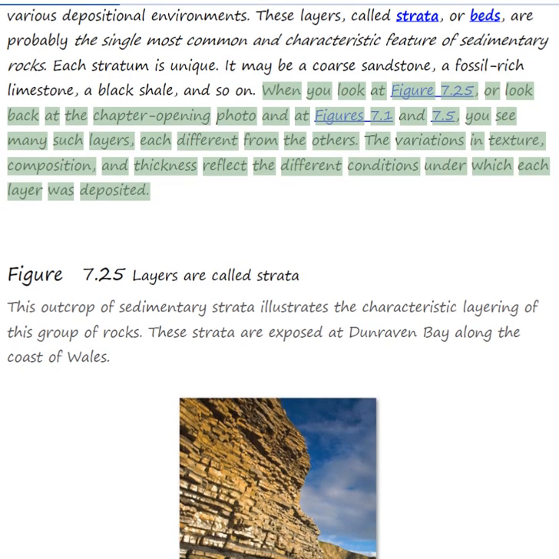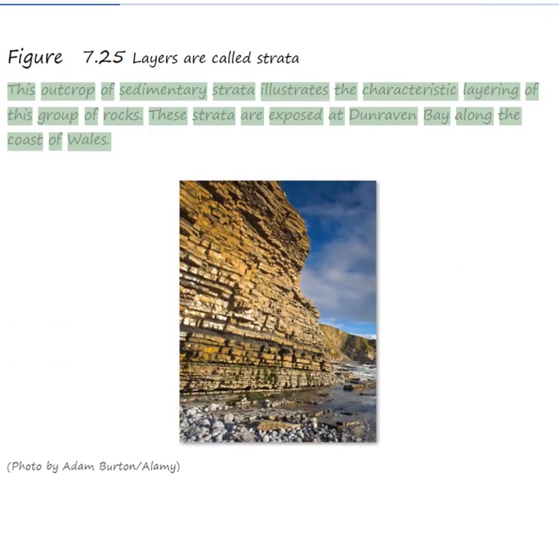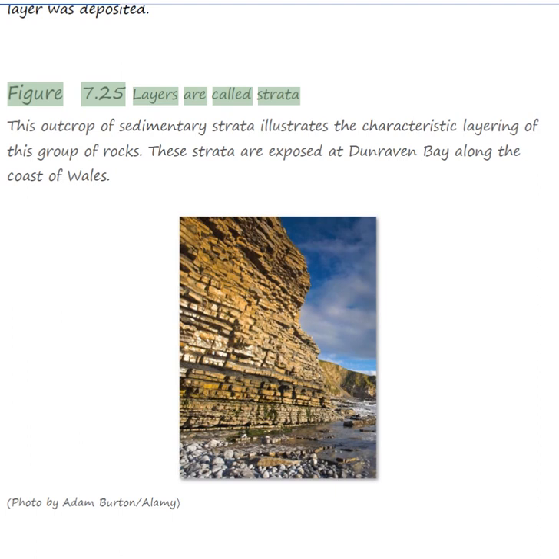When you look at Figure 7.25, or look back at the chapter opening photo and at Figures 7.1 and 7.5, you see many such layers, each different from the others. The variations in texture, composition, and thickness reflect the different conditions under which each layer was deposited. This outcrop of sedimentary strata illustrates the characteristic layering of this group of rocks. These strata are exposed at Dunraven Bay along the coast of Wales. Figure 7.25 layers are called strata.